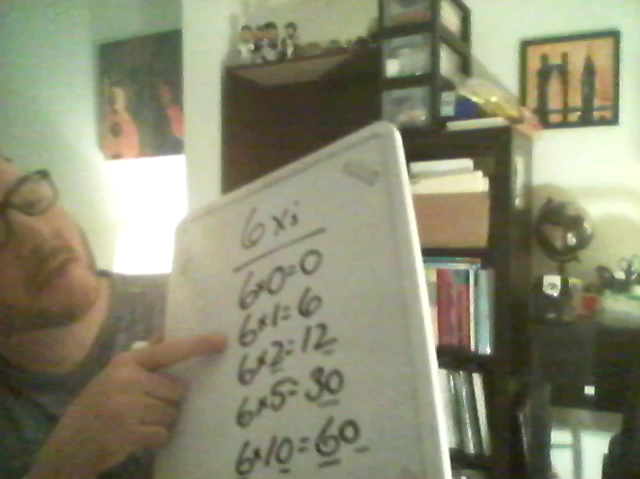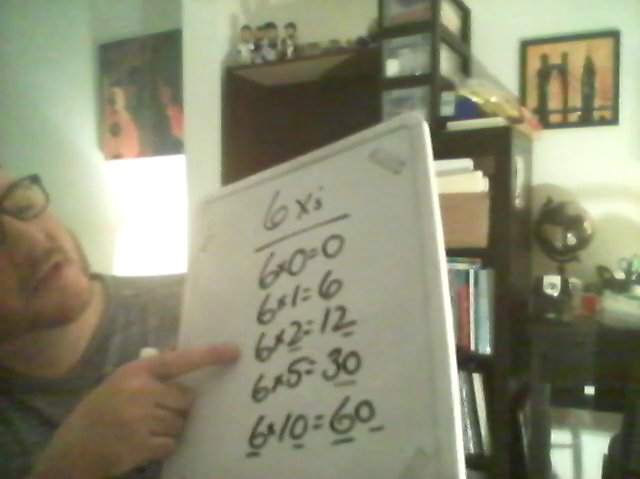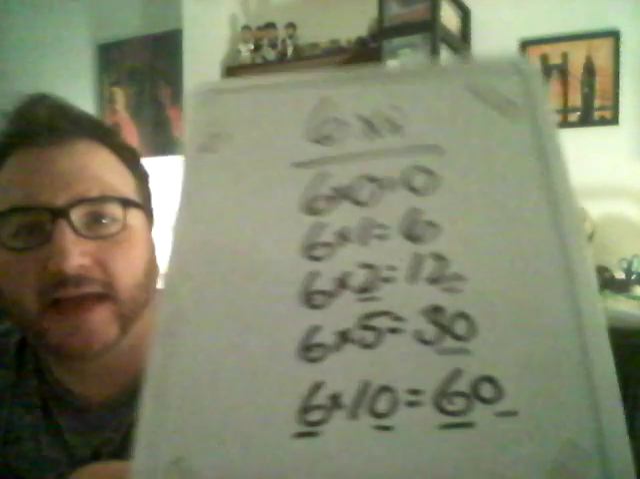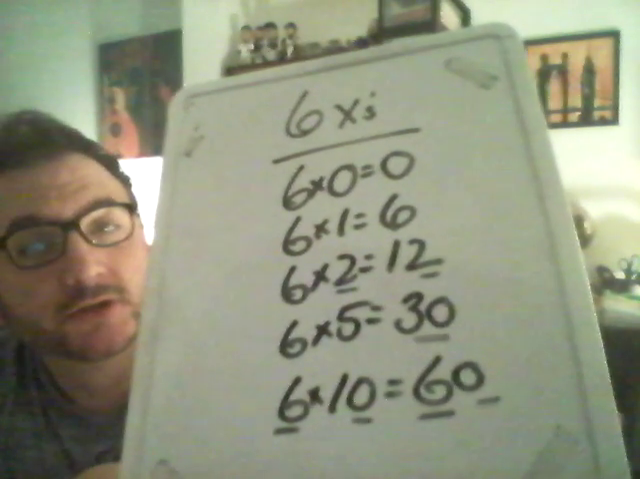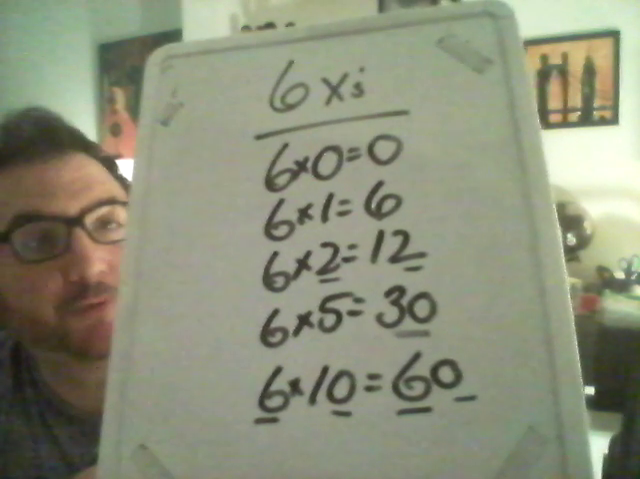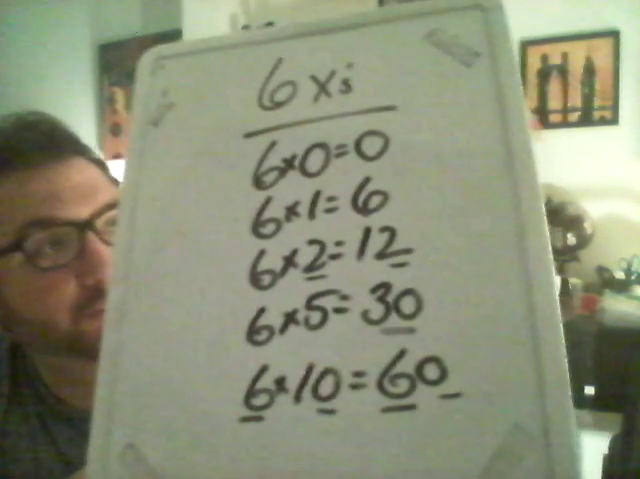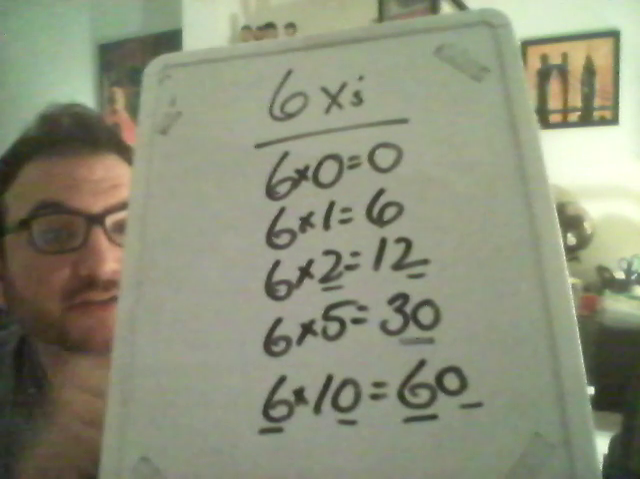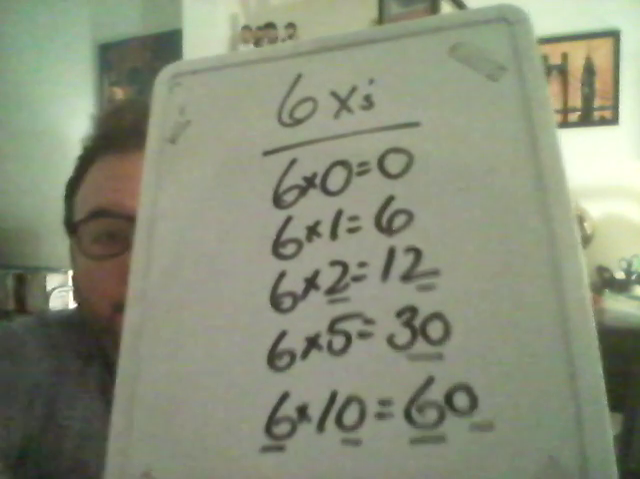Okay? So once again, 6 times 0 equals 0. 6 times 1 equals 6. 6 times 2 equals 12. 6 times 5 equals 30. 6 times 10 equals 60. You should have these down. What I'm going to do, just in case, is pause this video, and you should pause it too. Write these down, put them on the side, and make sure you get these memorized before you move on to the next part of this video. Okay?